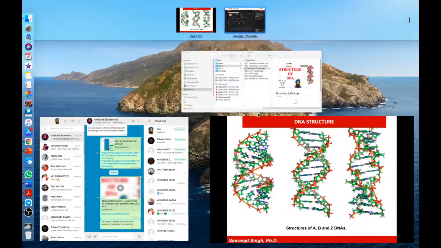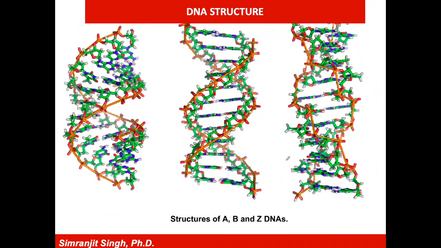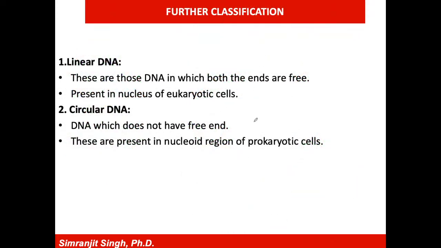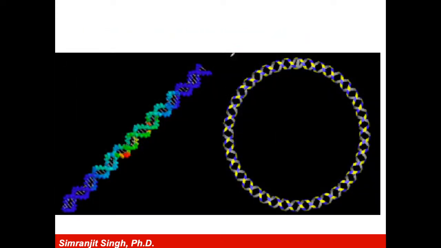Next, in eukaryotes and prokaryotes, how is the DNA arranged? In eukaryotes, it is mostly linear and the ends are open, whereas in prokaryotes it is circular and the ends are not open. So in the prokaryote, this is circular DNA. In the eukaryotes, we see this, which has free ends. So that's the major difference between eukaryote and prokaryote DNA.